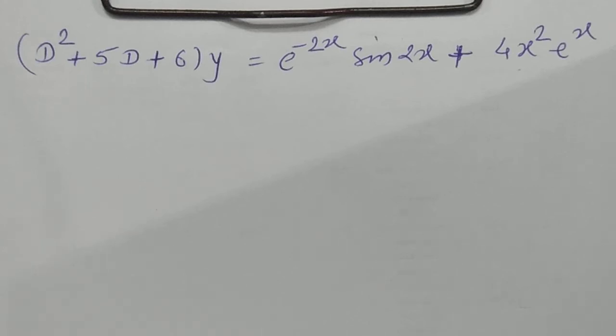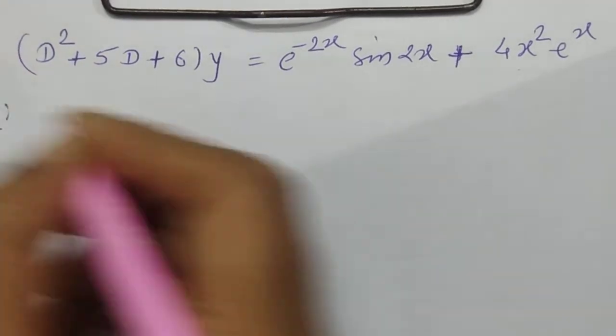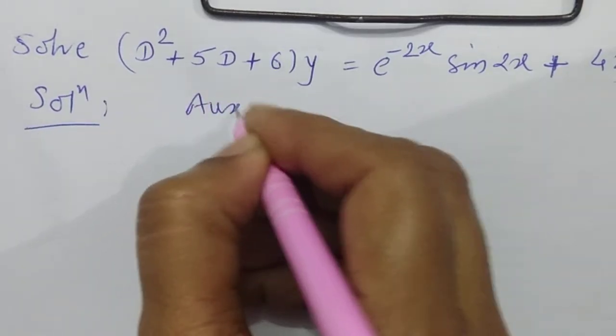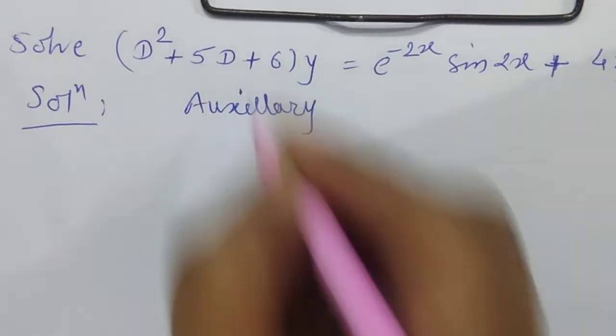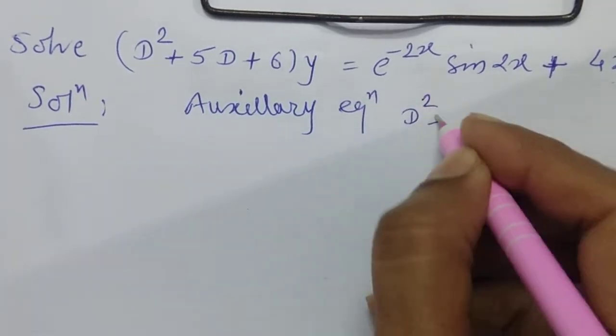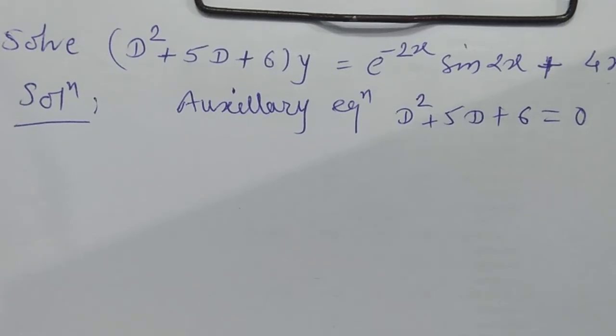In this video, I am going to explain the example in which more than one case is involved to find PI. Okay, we'll see. First we'll start. We have to write the auxiliary equation. First part is CF. To find that, we have to write the auxiliary equation: D square plus 5D plus 6 equal to 0.